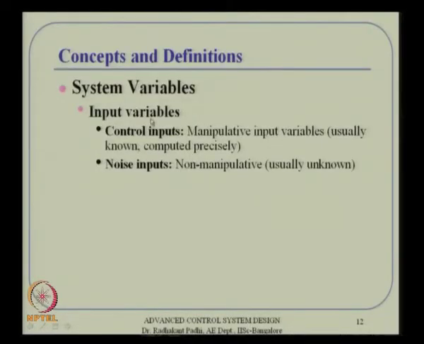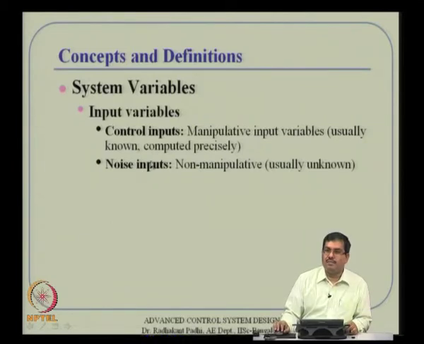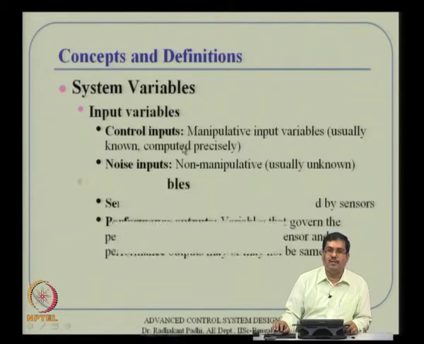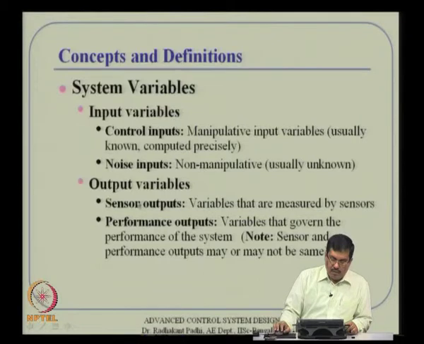So, we like to mainly deal with control inputs. However, we want to reject these noise inputs in general. That is our motivation actually. Then the next set of variables are output variables, and these output variables are again of two types. One is sensor output and the next one is performance output. Sensor outputs are something that are usually measured by sensors. We have a set of sensors which will keep on measuring these variables. So, those are sensor outputs.